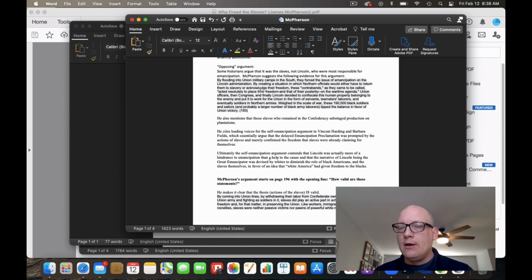Adam Goodheart and Manisha Sinha are going to both talk about this as well, all right? So there's a hint for you. Weighed in the scale of war, these 190,000 black soldiers and sailors, and probably a larger number of black Army laborers working behind the lines, tipped the balance in favor of Union victory. All right, so that is his summary of the self-emancipation thesis.